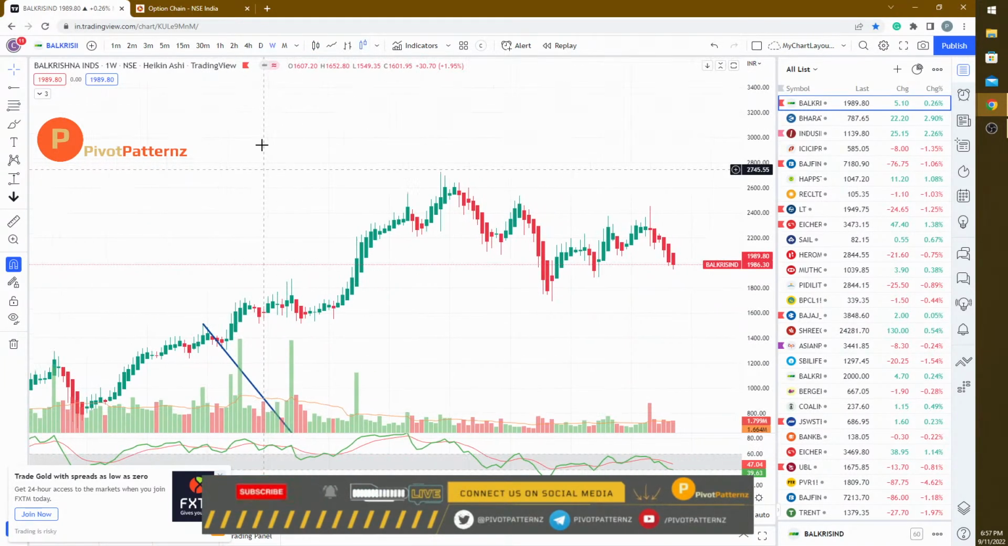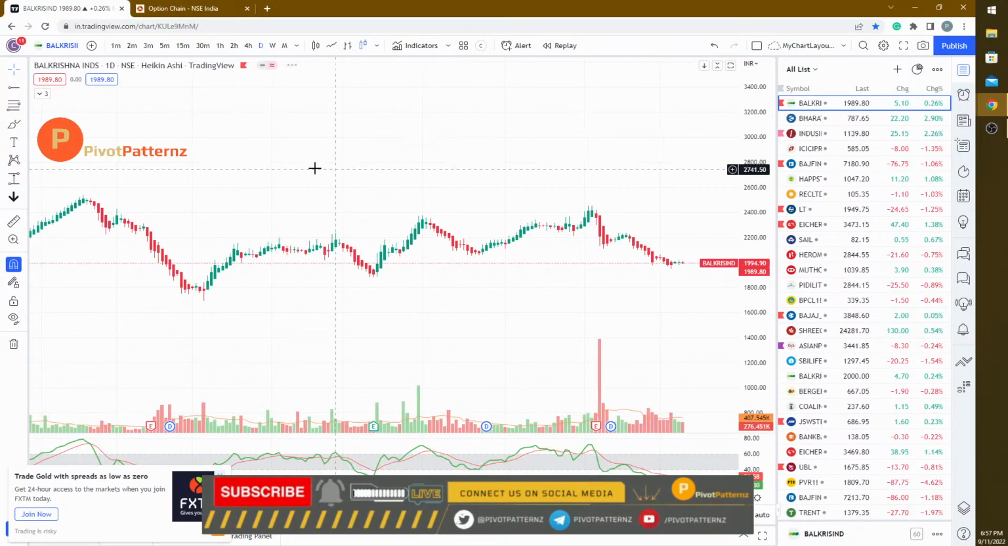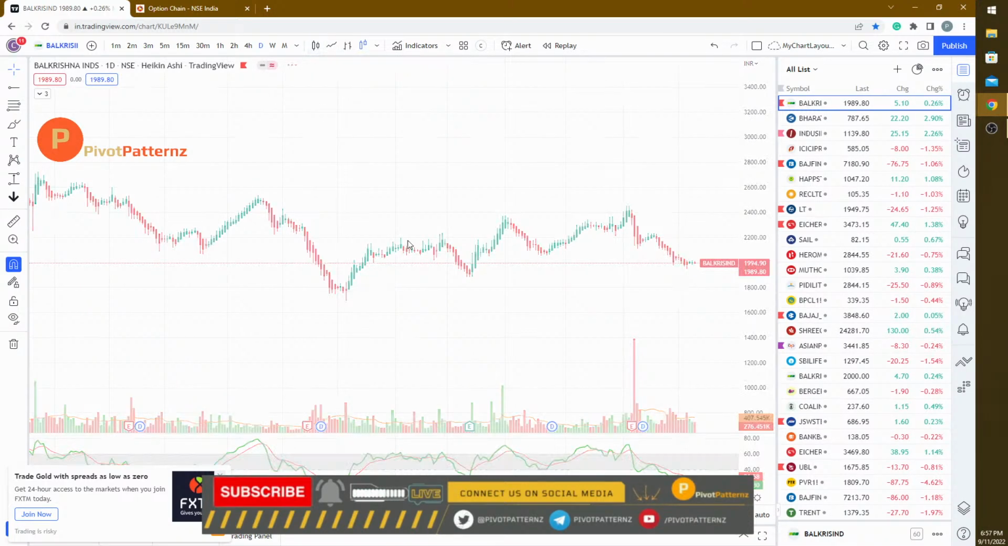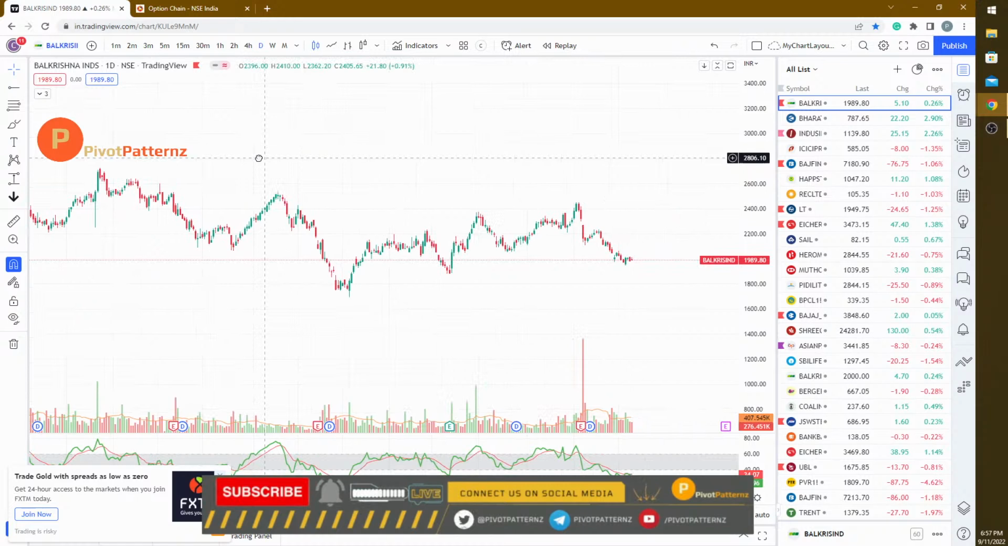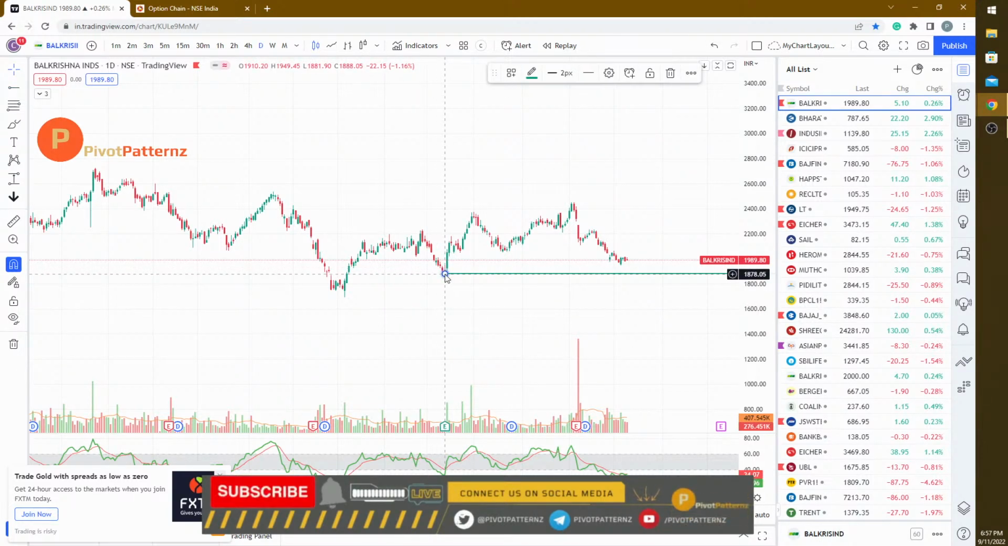If you are trading, no, it doesn't fall under this criteria. Okay, no problem. So currently what I see is, you should wait for this support. Let me draw the support. This is the support for Balakrishna, 1880.